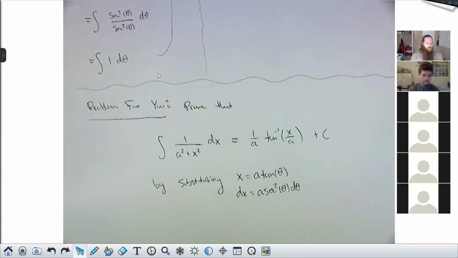It's just like the one we did up here. It's the exact same thing, and you'll get secant squareds canceling, but instead of a 1 here, you'll have a 1 over a. And then when you go back to your x's, you'll end up with the inverse tangent of x over a for theta. The integrals for the inverse sine function and inverse cosine function, like 1 over the square root of 1 minus x squared, they all go the same way.